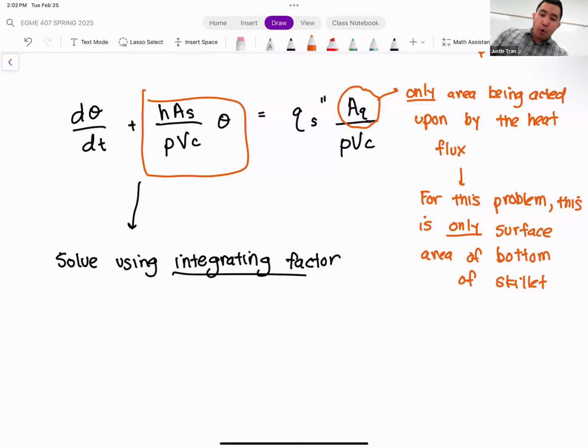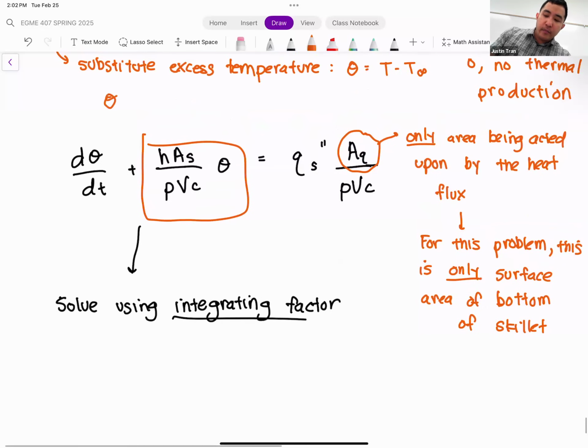In this case, we're ultimately solving this equation for theta. So we want to look for the term in our differential equation that has just theta by itself, which is the term that I've boxed here. We're going to take the coefficient in front of theta, and that's going to form the basis of our integrating factor.